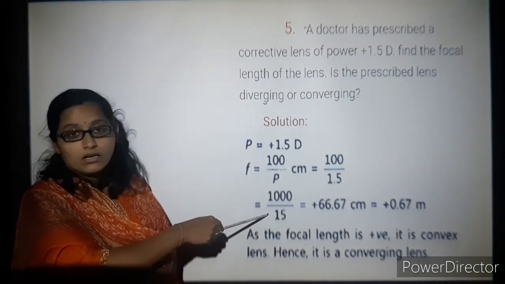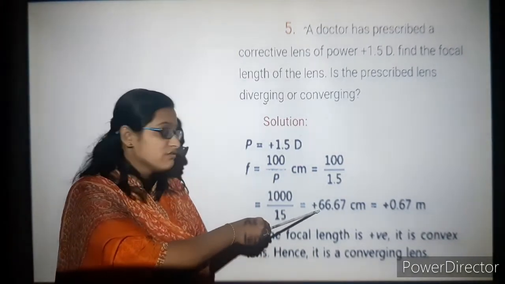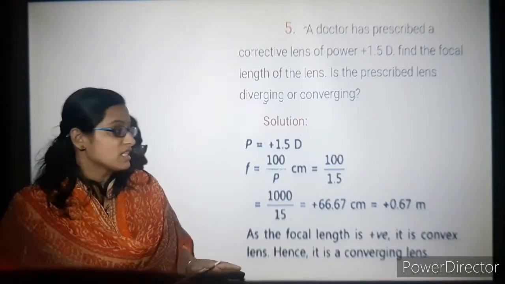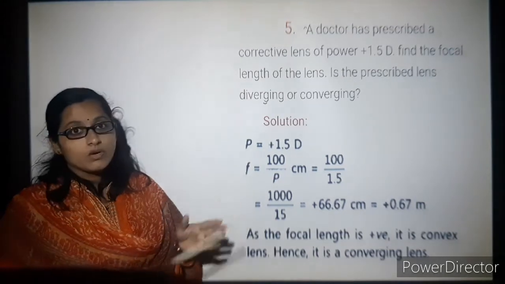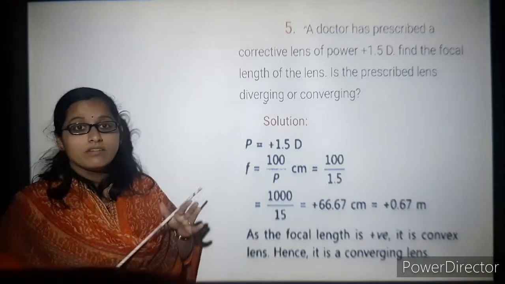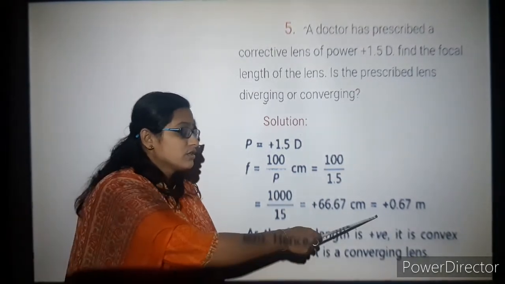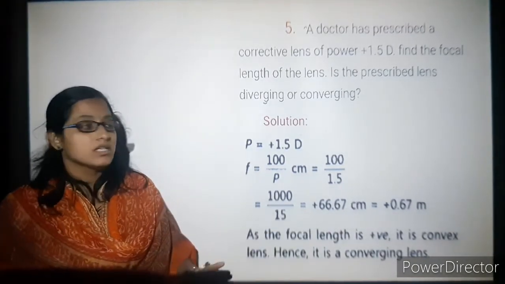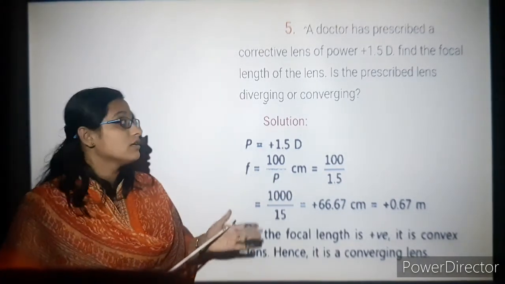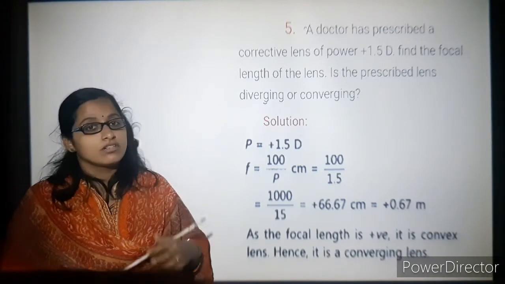Then shifting the decimal points, 1000 by 15, it is positive 66.67 centimeters, or plus 0.67 meters. You need to convert again into meters because they have given the formula in the form of meters only. As the focal length is positive, it is easy to understand that it is a convex lens, and hence if it is a convex lens, it is a converging lens. If it is concave, then it is a diverging lens.